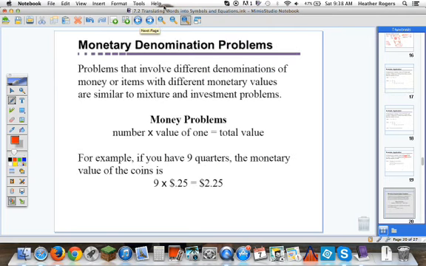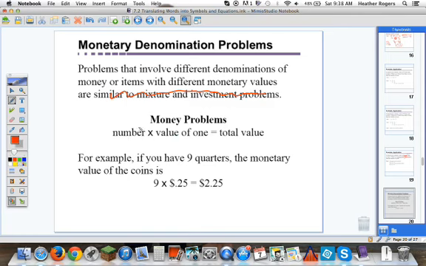Money problems. You're going to see this a lot in MyMathLab and on the test. Problems that involve different denominations of money or items with different monetary values are similar to mixture and investment problems. We're not going to talk about the mixture and investment problems. We're just going to talk about money problems. Okay? Think about money.